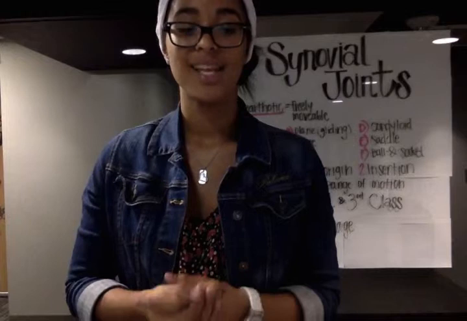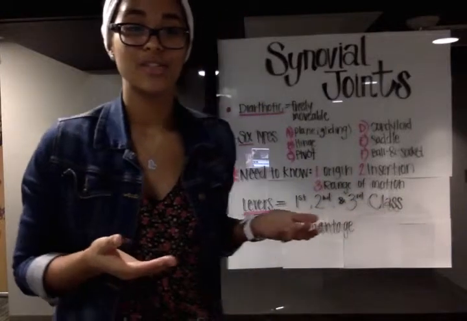And last but not least, as promised, mechanical advantage. It is the ratio of its output force to its input force. If the mechanical advantage is greater than 1, the lever produces more force and less speed or distance. And if the mechanical advantage is less than 1, the lever produces more speed and distance and less force than the input. And this concludes all the information on synovial joints.